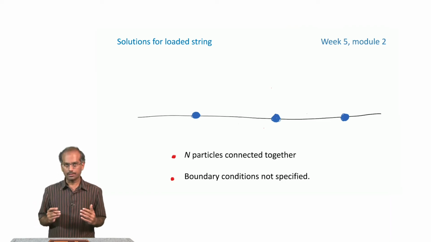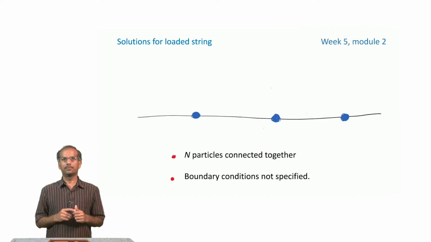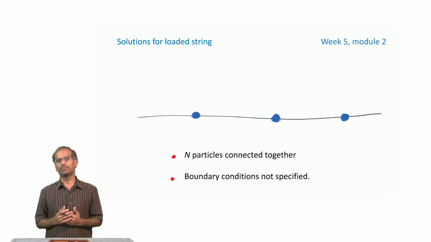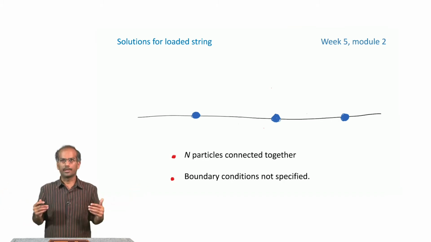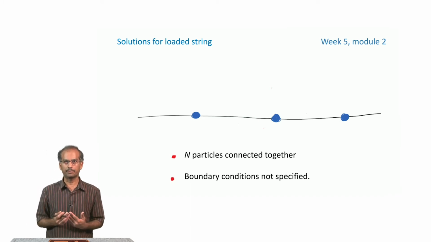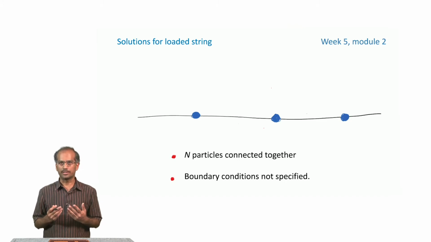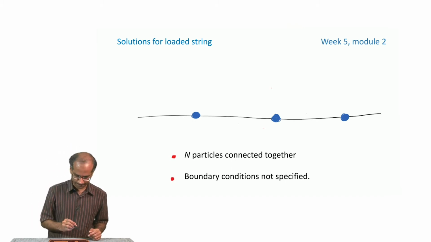So, the central idea is that you have N of these particles, capital N number of particles, and we have not really said anything about what the boundary conditions are. Maybe the string is tied at the two ends, but that will be left to each problem. When we attempt the problems, we will specify the boundary conditions and take the solutions as they come. Right now, at this stage, we are not specifying what happens to the boundaries of this loaded string.